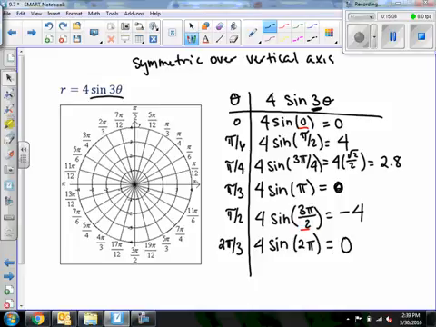So if we were to go ahead and begin graphing this, let's choose a different color. We have 0, 0. We have 4, pi/6. We have pi/4, 2.8. And then we're back at pi/3, 0. There's 0, pi/3. Then we're at negative 4, pi/2. So pi/2 is up here, but negative 4 is actually going to drop us down here. And at 2 pi/3, we're back at 0.